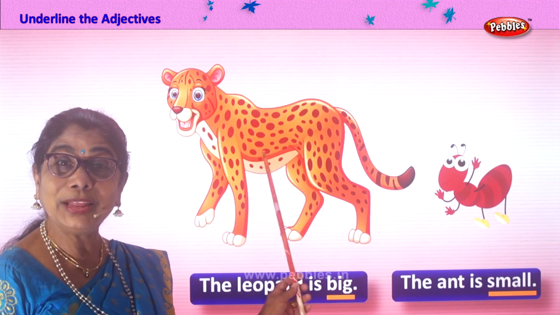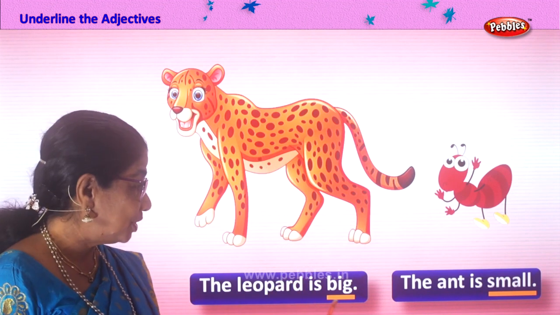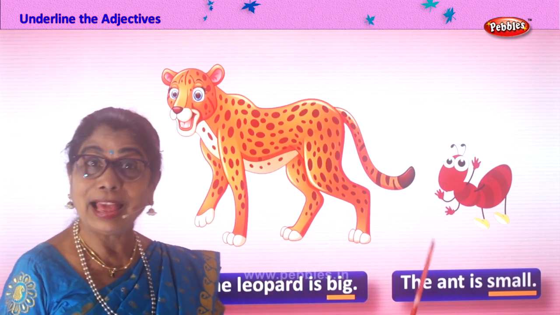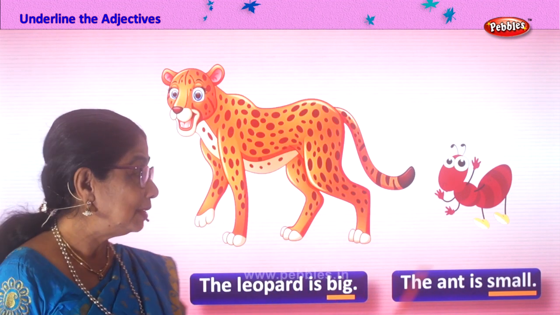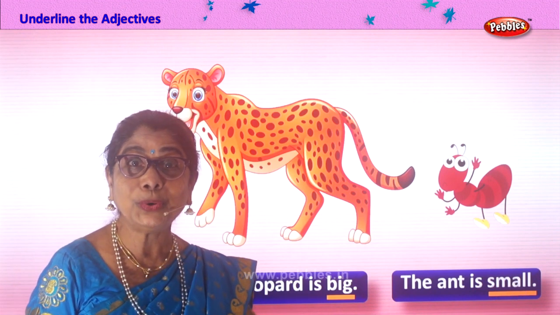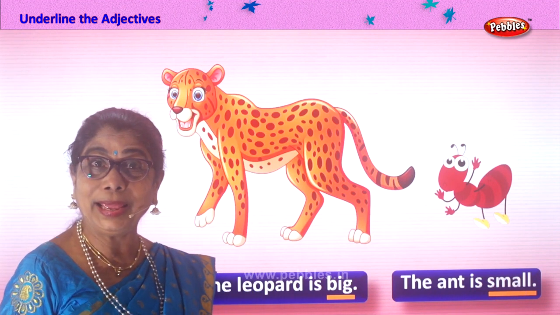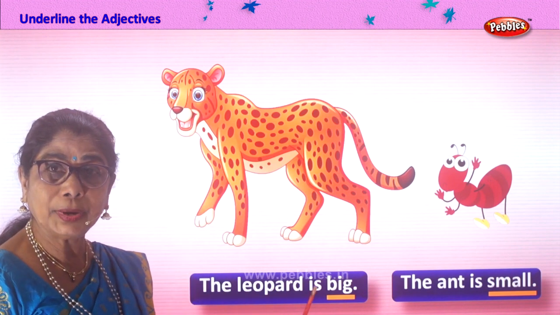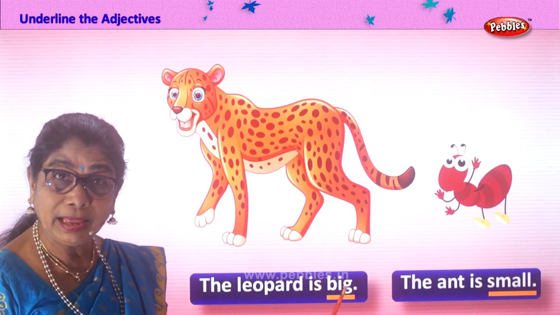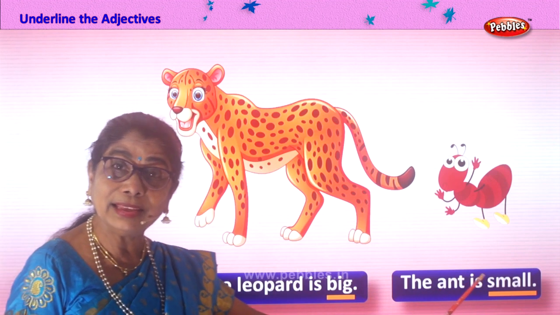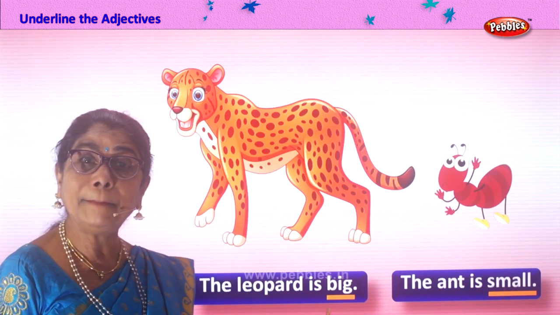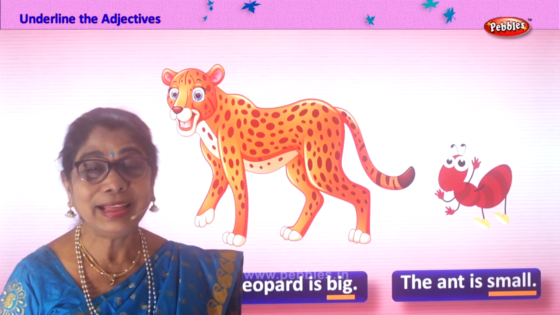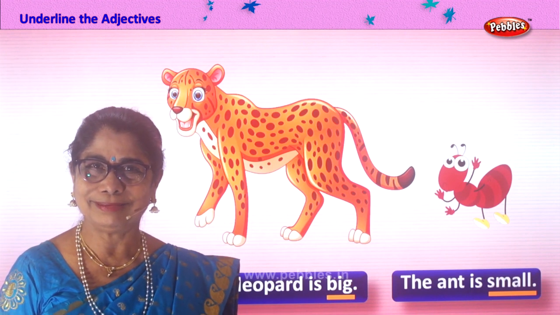So today we are looking at the adjectives that describe each animal. And you find these adjectives are also opposites, big, small. Please read this again. The leopard is big. The ant is small. Big, opposite, small. Did you enjoy, children? Let's take another picture.